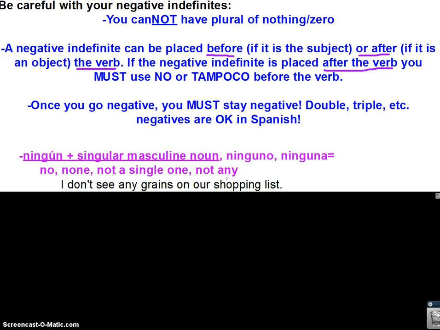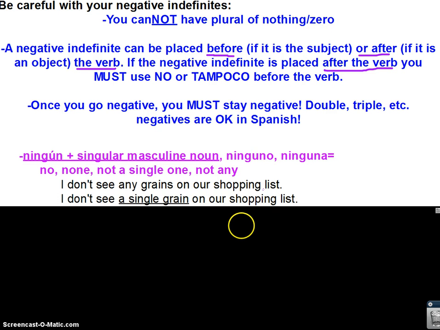I don't see any grains on our shopping list. That might be something we say. I don't see any fruits, or well, we'd say fruit in English, on our shopping list. I don't see any vegetables on our shopping list. But we need to rephrase our thinking. Since you can't have plural of nothing, it'd be better if you thought of it this way.